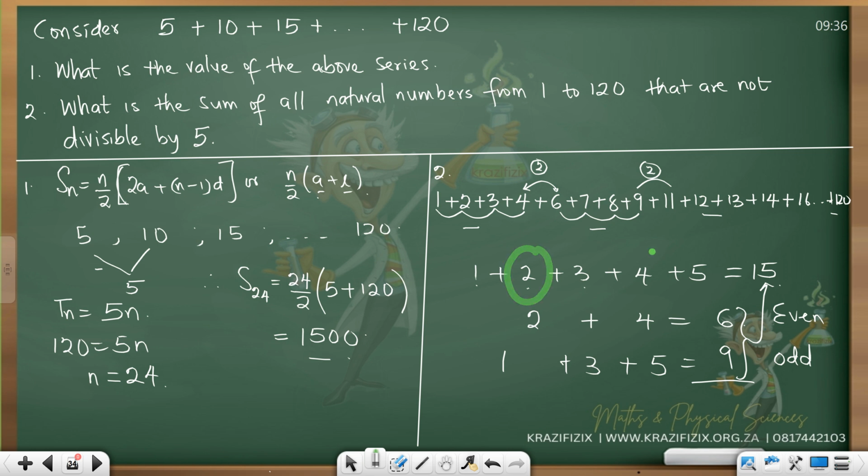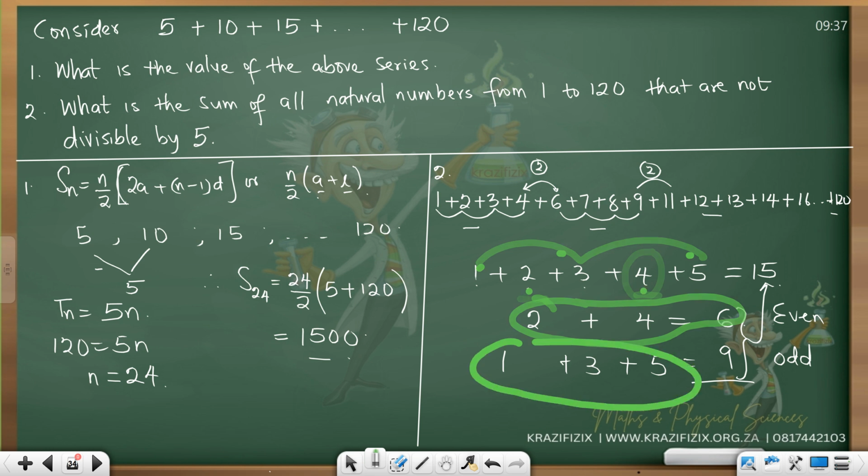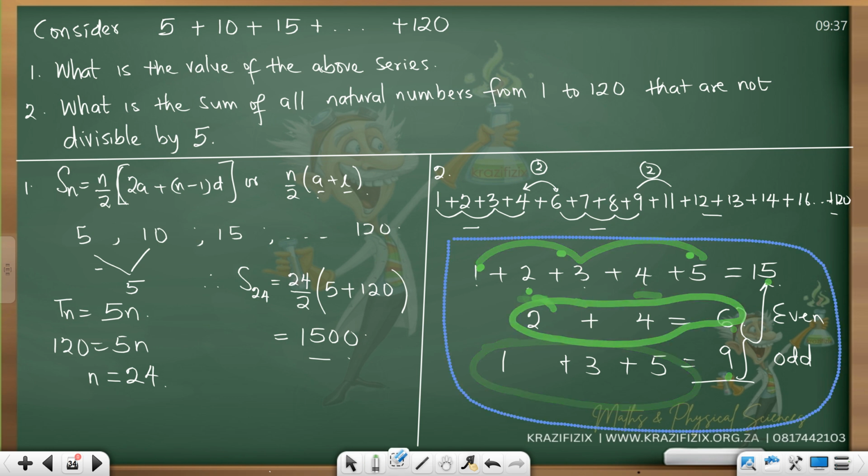If these are even numbers, right? I'm just using this to show you what I'm going to do. Numbers that are divisible by 2. Okay? 2 and 4 would give me 6. What about numbers that are not divisible? 1, 3, and 5. Not divisible. But if I add the divisible and not divisible, it should give me my total. I'm going to use that system.